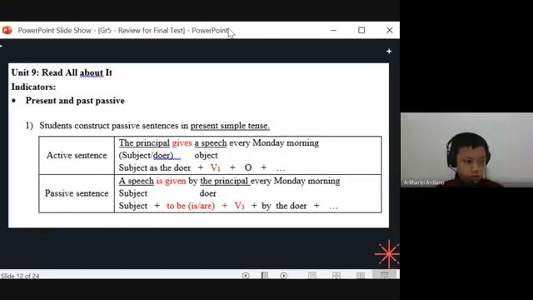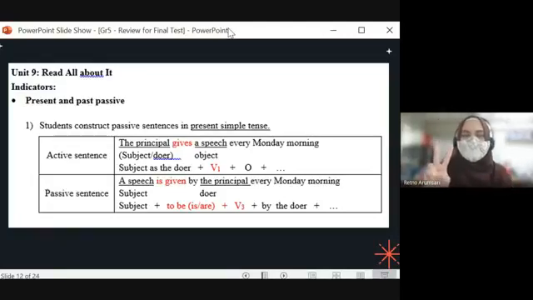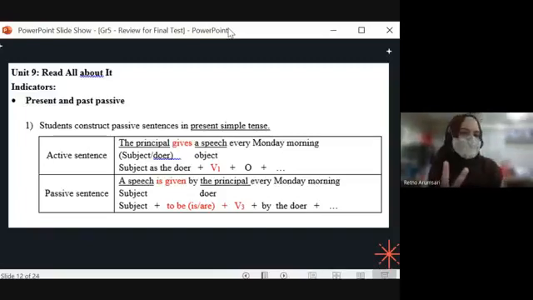Bismillahirrahmanirrahim. All right, 5C, we continue to Unit 9 and Unit 10. Unit 9 is about active and passive. There are two tenses where you learn how to change active sentences into passive sentences. What tenses are they? They are present simple tense with verb one, and past simple tense with verb two.